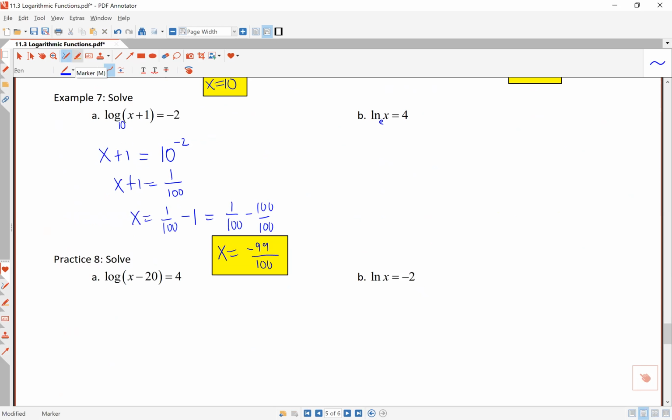Letter B, 4 is the exponent on the base of e to get x, or x equals e to the 4th. Typically, we just leave it like that as e to the 4th, or we could estimate it if we're asked to.